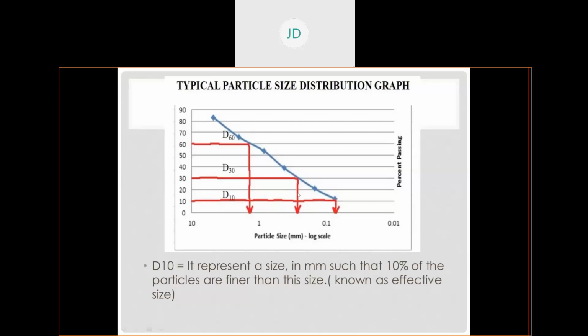Similarly we can say for 30%, say this is 0.4 or 0.5, say it is the point 0.5. So we can say 30% of the total soil is finer than 0.5. So I think it is very easy to understand. Any doubt till now?